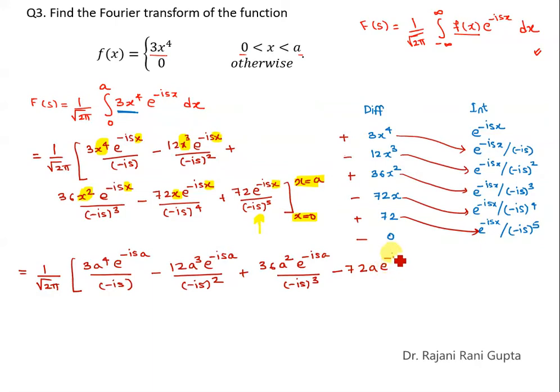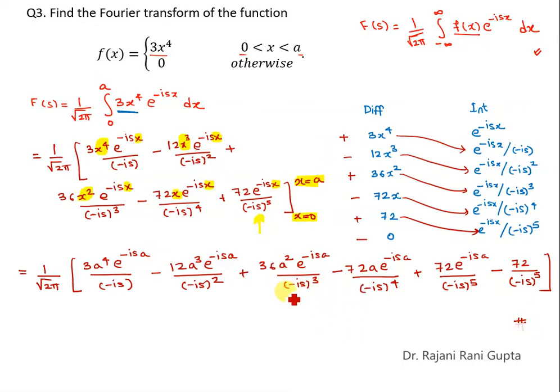72 e power minus iota s a over minus iota s to the power 4, and here 72 e power minus iota s a over minus iota s to the power 5. And when you substitute the limit 0, all 4 terms have x, so it becomes 0. And here e power 0 is 1. So you are left with 72 over minus iota s to the power 5. So this is the Fourier transform of the function.